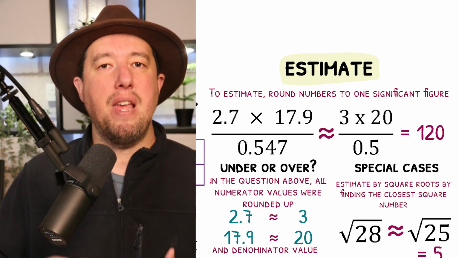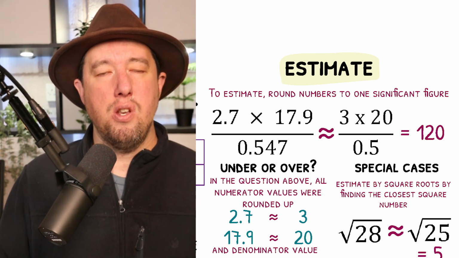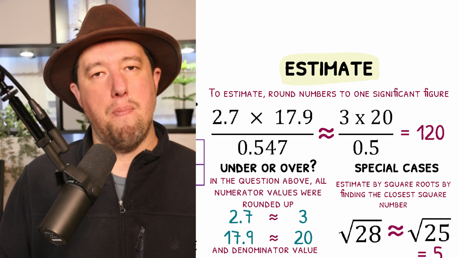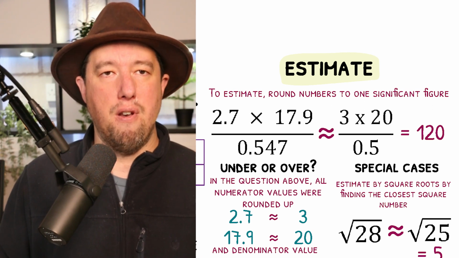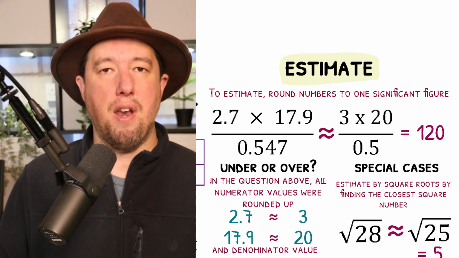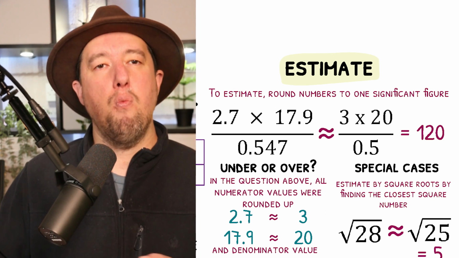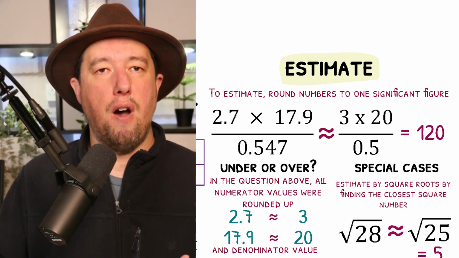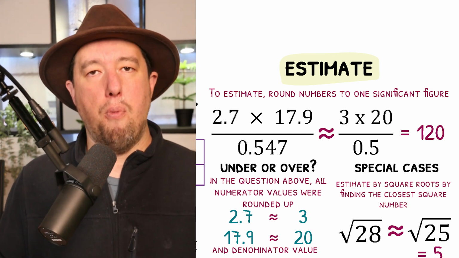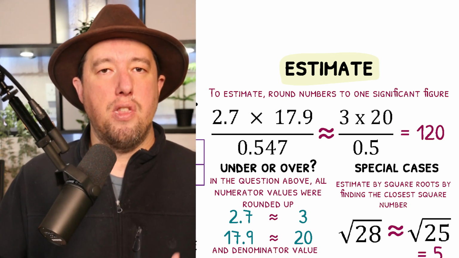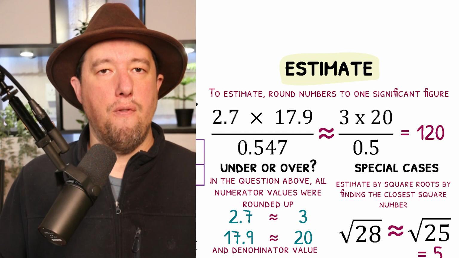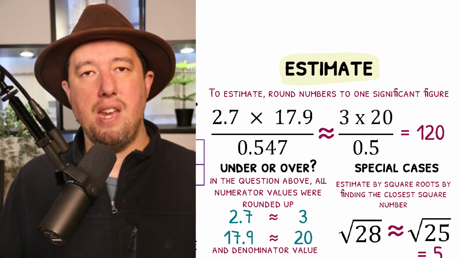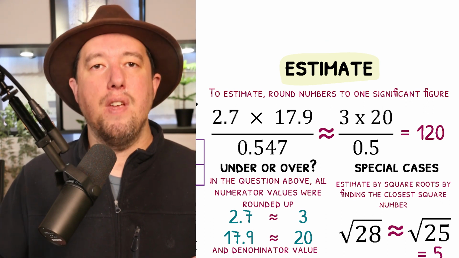So let's estimate the answer to this calculation. 2.7 times 17.9, all of that divided by 0.547. We start by rounding each number to 1 significant figure. 2.7 will become 3, 17.9 will become 20, and 0.547 will round to 0.5. We now have 3 times 20 over 0.5. This is much easier for us to do in our head. 3 times 20 is 60. 60 divided by a half is 120.